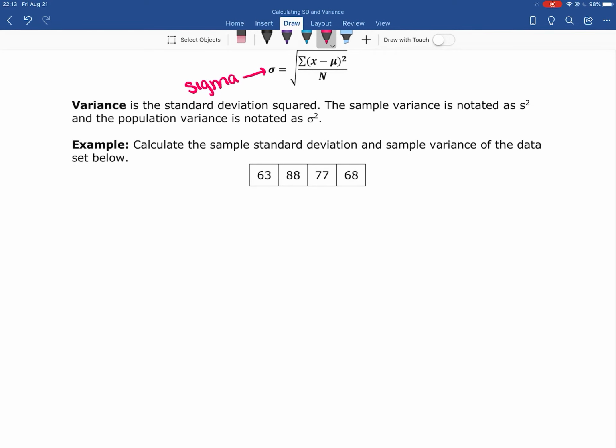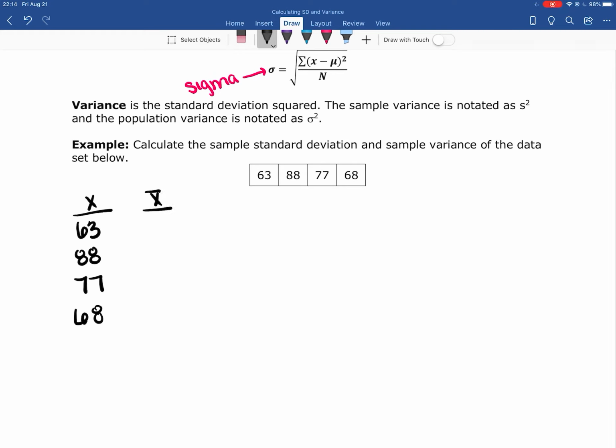So here I have a data set. It's a very small data set. And I'm actually going to do this by setting it up in a table. The first thing I'm going to do is create a column and list out my data values. They do not have to be listed in order, they just have to be listed.